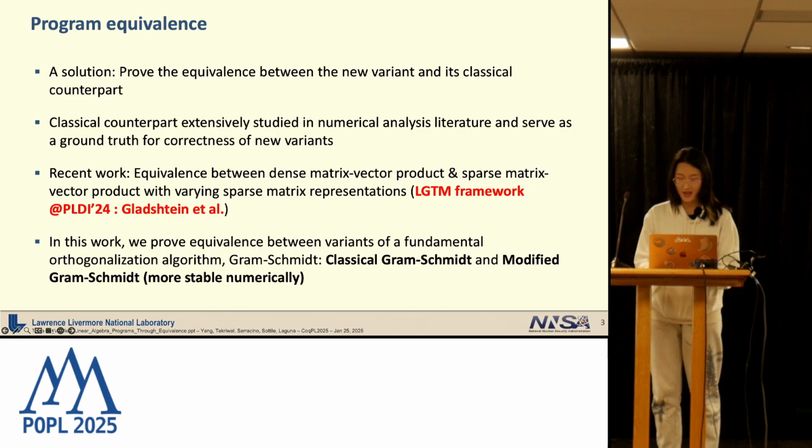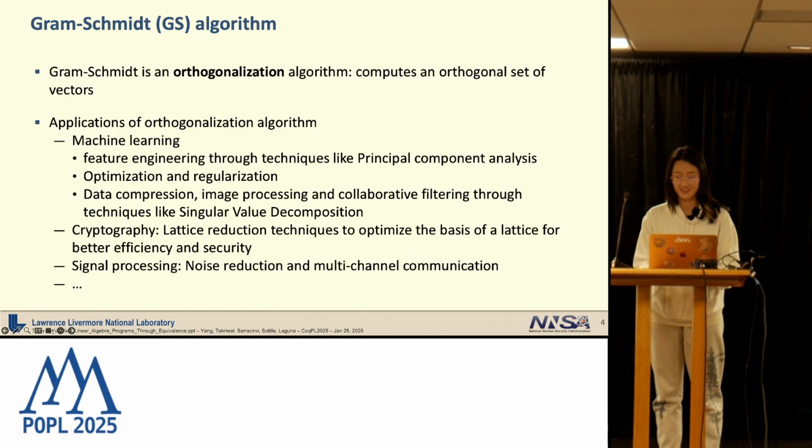The Gram-Schmidt algorithm has two variants, the classical one and the modified one, where the modified one is more numerically stable. We picked the orthogonalization algorithm because it is very fundamental in linear algebra, and it has a lot of applications. It's very important in machine learning, such as in optimization and regularization. Some other applications include cryptography, where they use the algorithm to orthogonalize the basis of a lattice for better efficiency and security. It's also being used in signal processing and noise reduction.